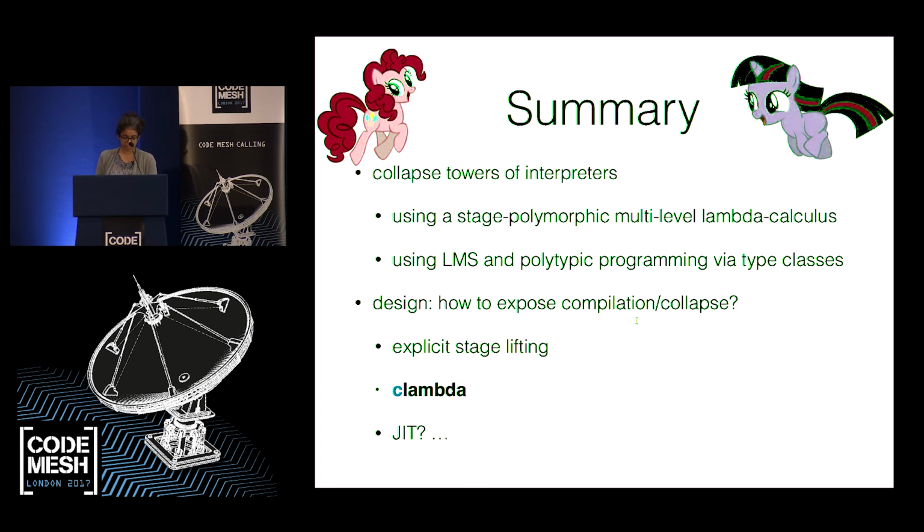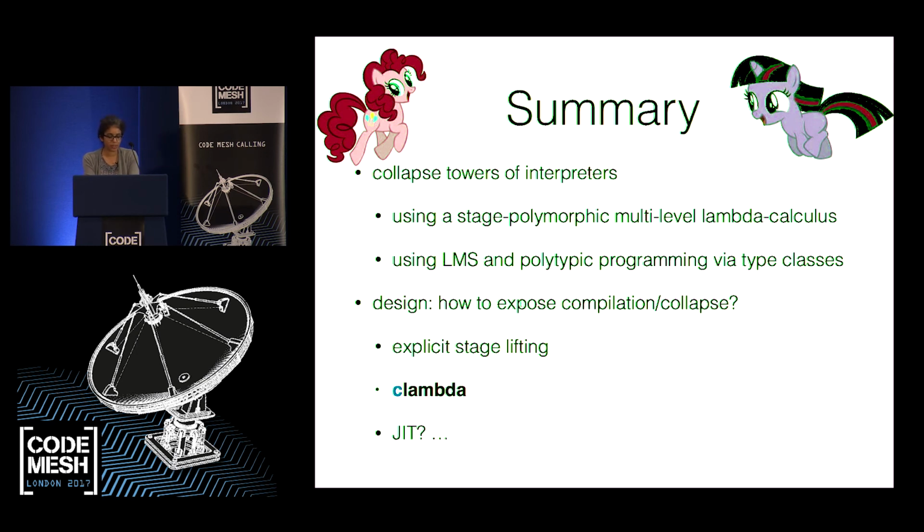All right, so in summary, what I've shown is how to collapse towers of interpreters. It was a scratch I wanted to itch, as an intellectual challenge. And I showed that you could do it in two ways. The key idea in both is stage polymorphism, so abstracting over whether you're generating code or executing now. I've shown one way to do it in Pink using a stage polymorphic multi-level lambda calculus, and then using the LMS framework and polymorphic programming via type classes.